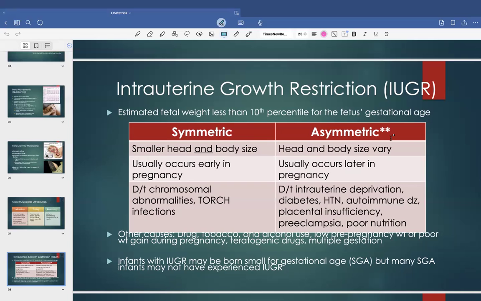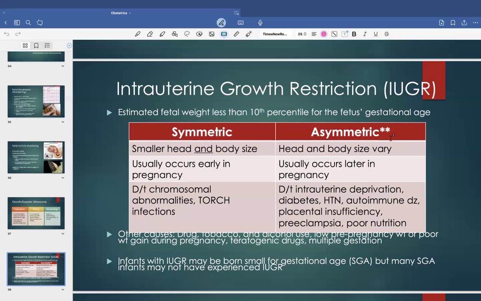Infants with intrauterine growth restriction may be born small for gestational age, SGA, but many small for gestational age infants may not have experienced intrauterine growth restriction. Some people are just small because their mom's small and their dad's small. That does not necessarily mean they had intrauterine growth restriction. And we're going to talk about this again later.